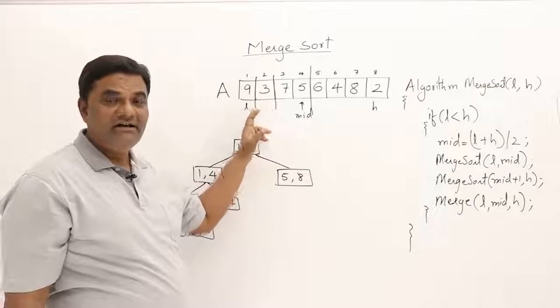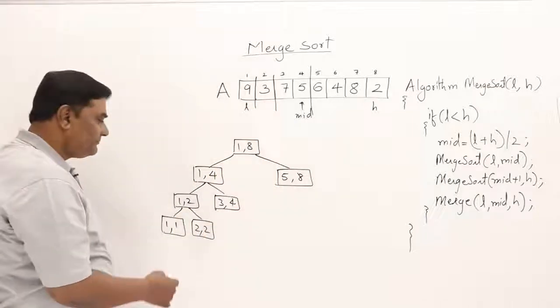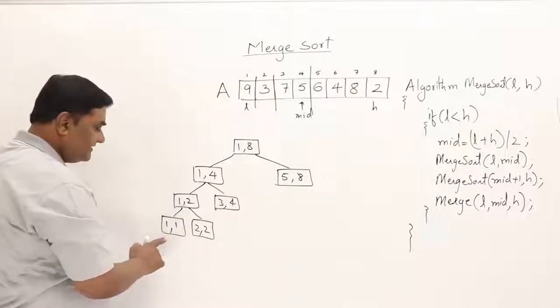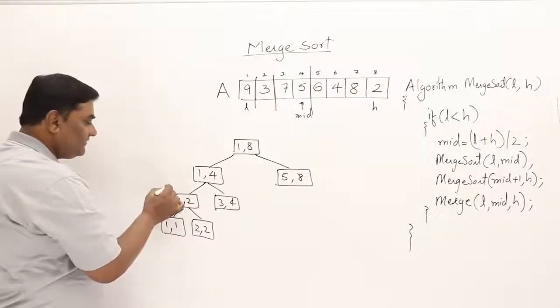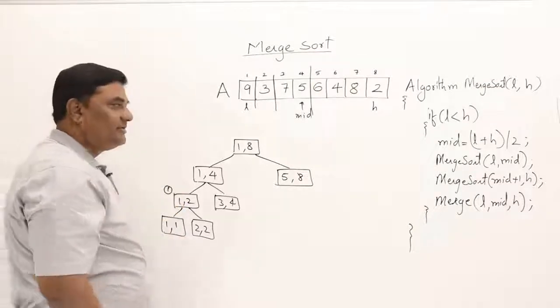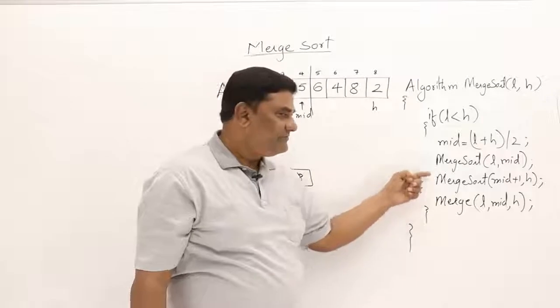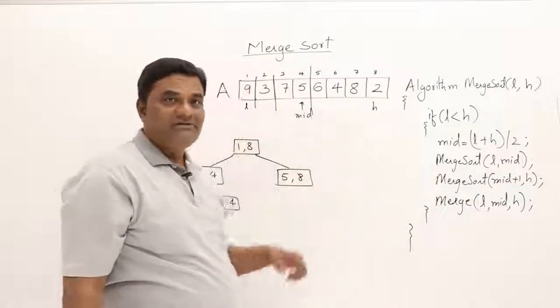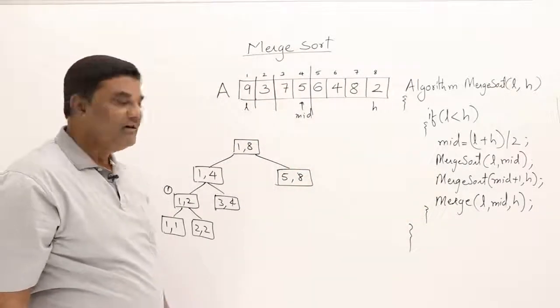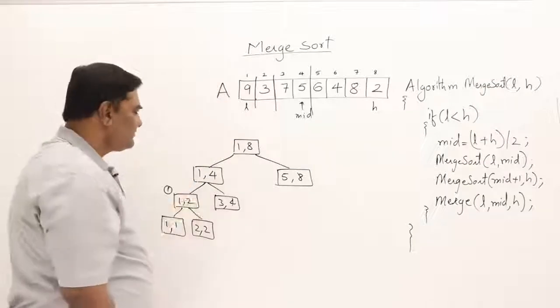3 and 9 are merged together. So the first merging is done for these two elements and their result is obtained here. So this is the first merge done. It will merge these two elements. So 3 and 9 are merged.